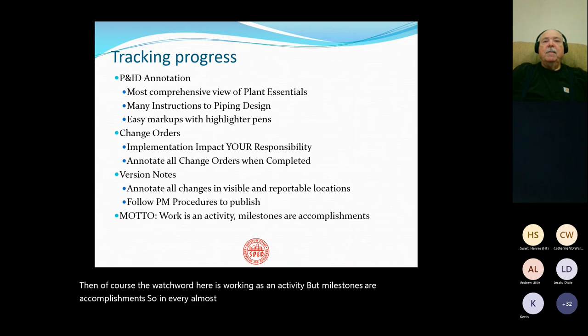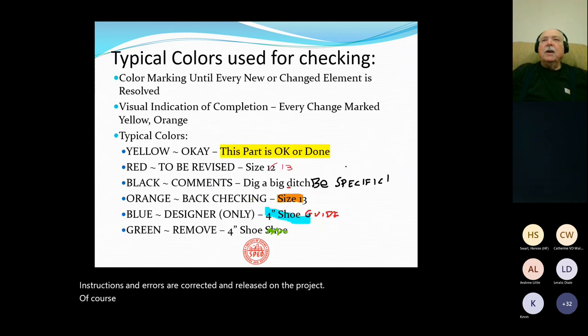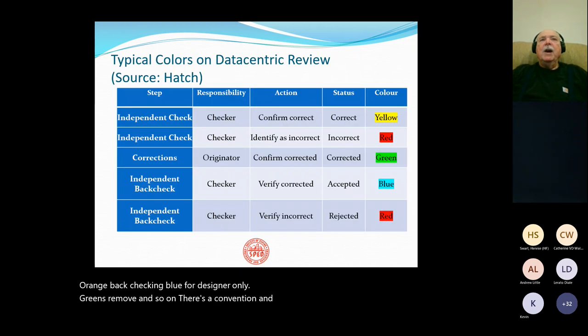So in almost every case, there is some cumulative act where there's a release of some kind. That's when all these instructions and errors are corrected and released on the project. Of course, the classical markups, you know, yellow for okay, red for revision, black for comments, orange for back checking, blue for designer only, green for remove and so on. There's a convention and here's one that's been brought to me by Hatch.